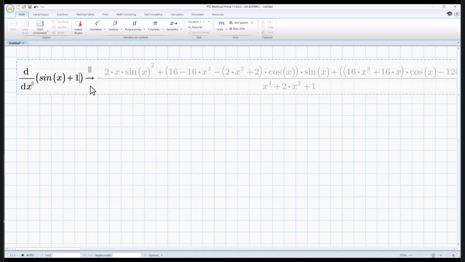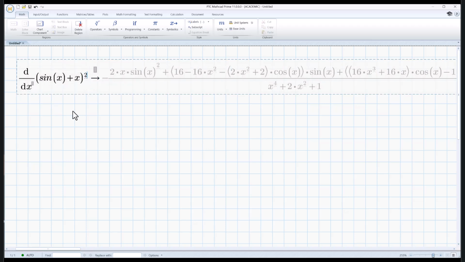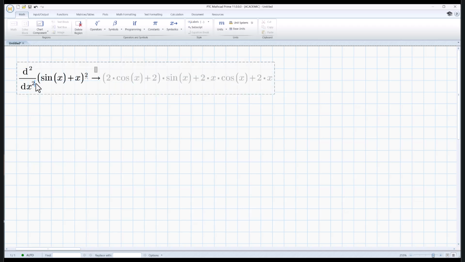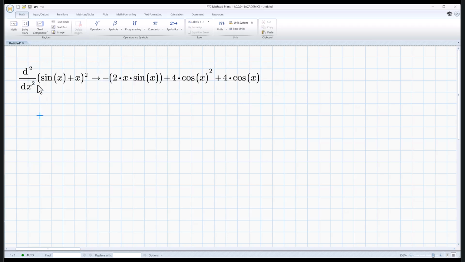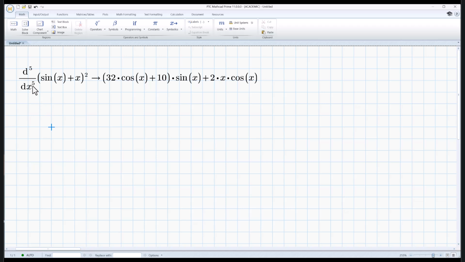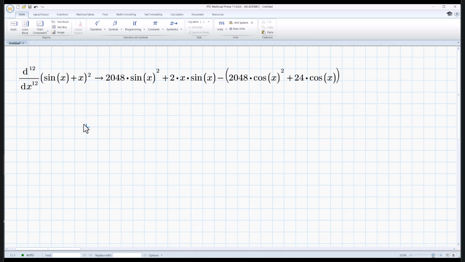Okay, sine x plus 1, and plus x. And maybe we'll square the whole thing. I'm having trouble here. There we go. Okay, there's the derivative. Now if I click here, notice there's a little box up there. What if I want the second derivative? Okay, third derivative. We can just keep going forever. I don't know how far this will go. I don't know why you'd ever need the 12th derivative of anything, but there it is.